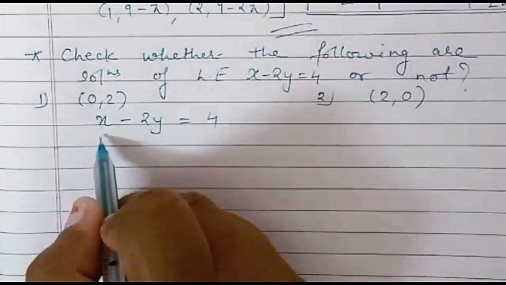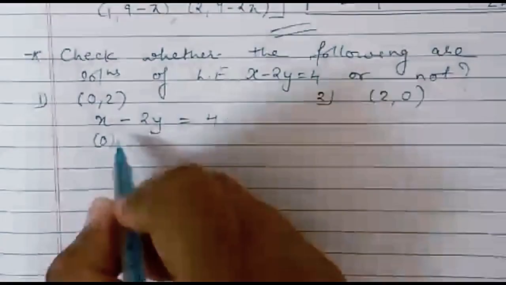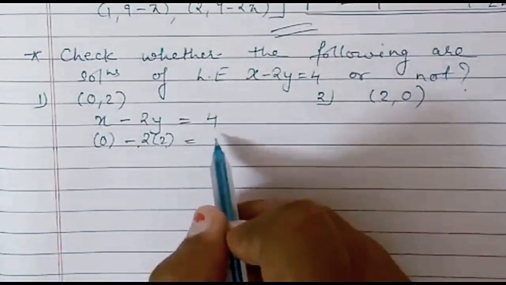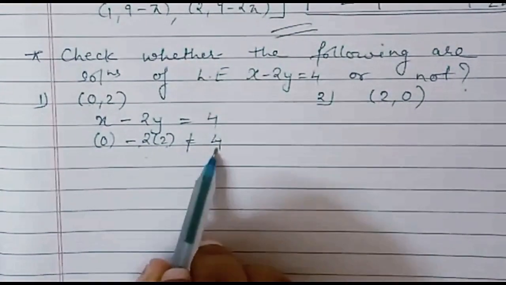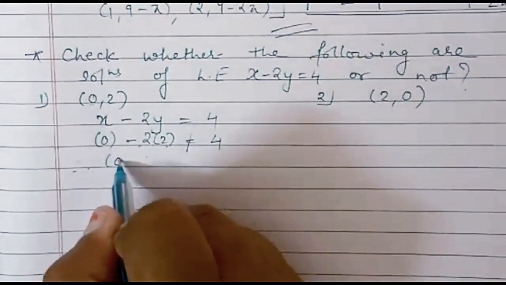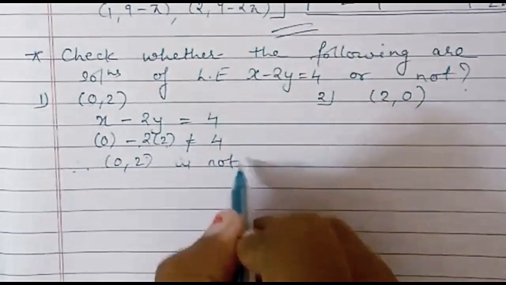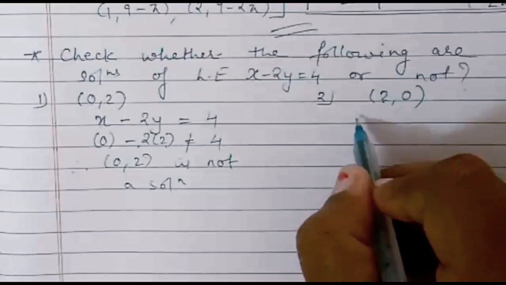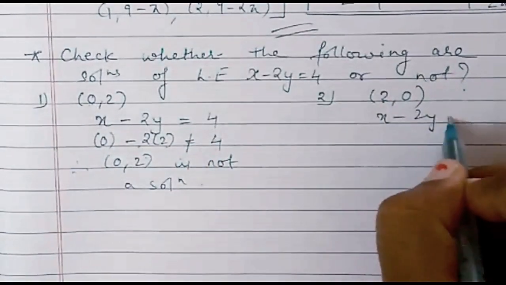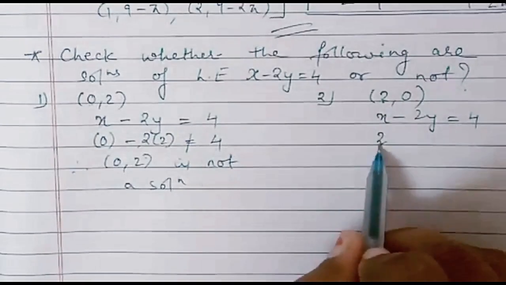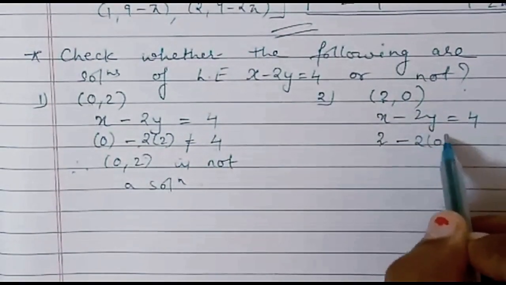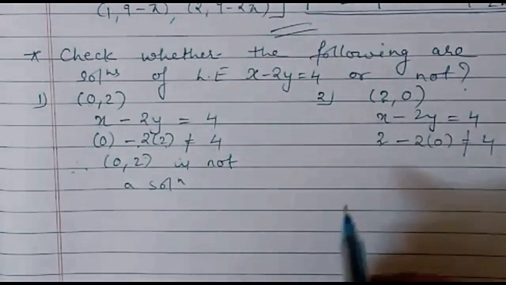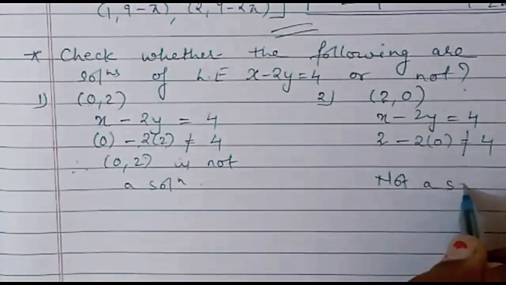So for example, if I am placing 0 in place of x, -2 into 2, is it 4? No, it will be -4. So we can say -4 is not equal to 4, therefore (0, 2) is not a solution of this equation. Same way (2, 0). Again our equation was the same, x minus 2y is equal to 4. So 2 in place of x minus 0 in place of y. So here we will be getting 2 minus 0. The answer is again not equal to 4. And so again it is not a solution.